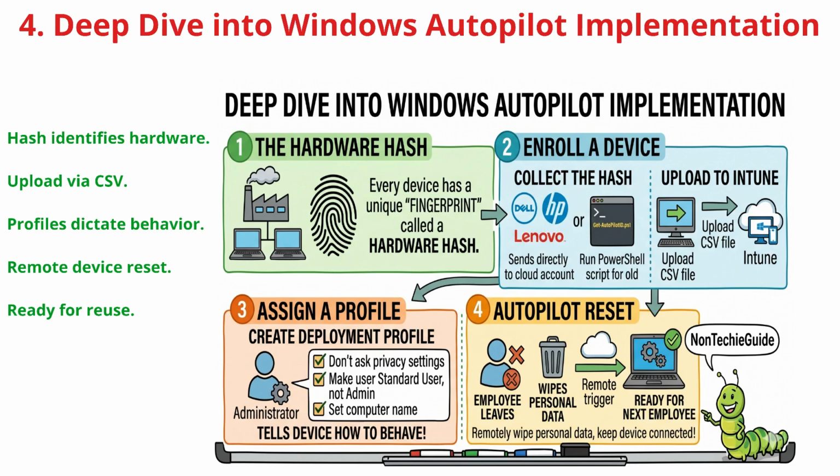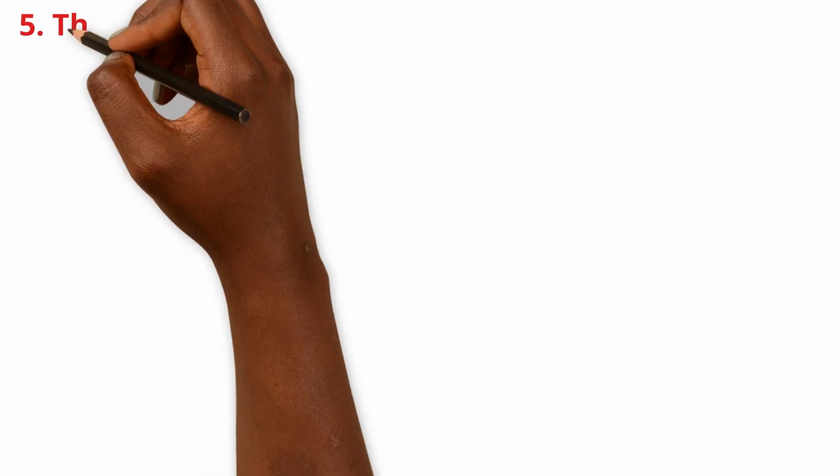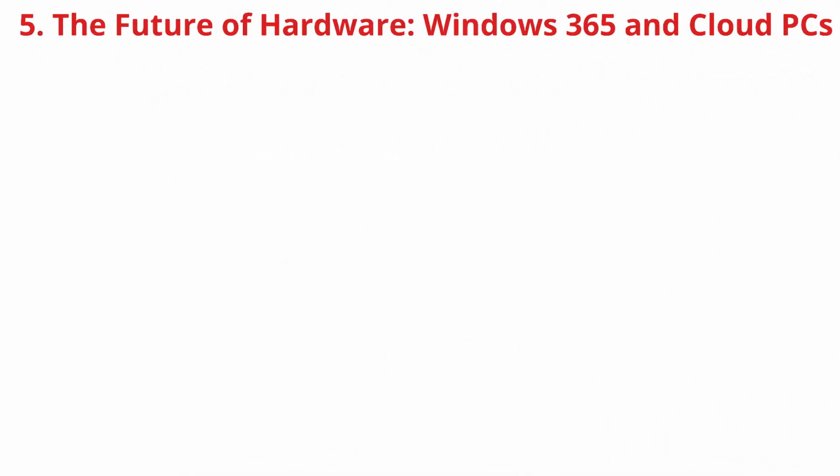It tells the device exactly how to behave, from skipping privacy questions to ensuring the user is a standard user rather than an admin. Autopilot isn't just for new arrivals. If an employee leaves, you can trigger a remote Autopilot reset. It wipes all personal data, but keeps the device tied to your company, making it instantly ready for the next person in line.